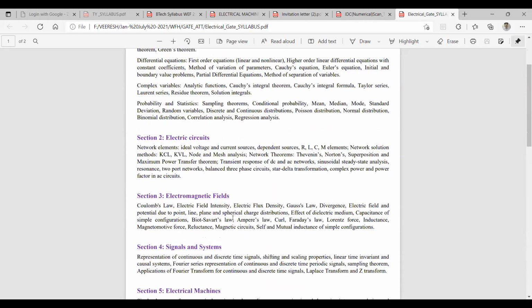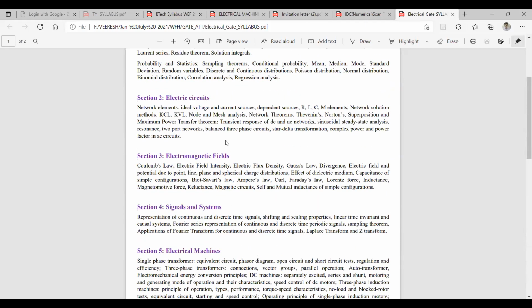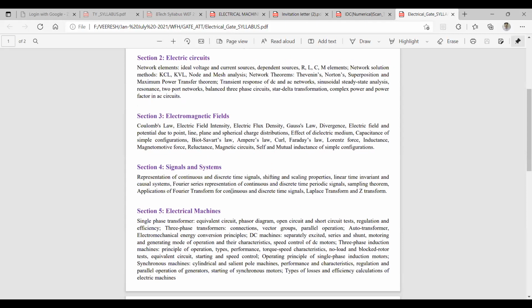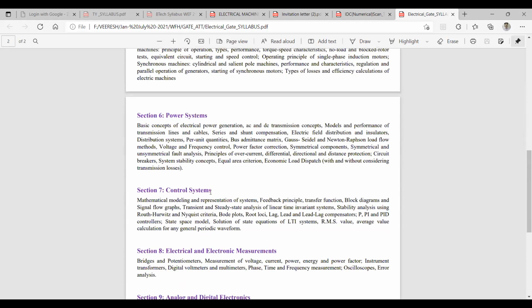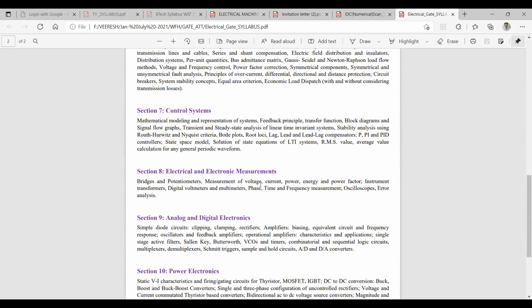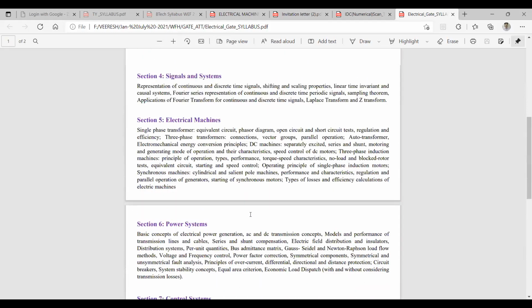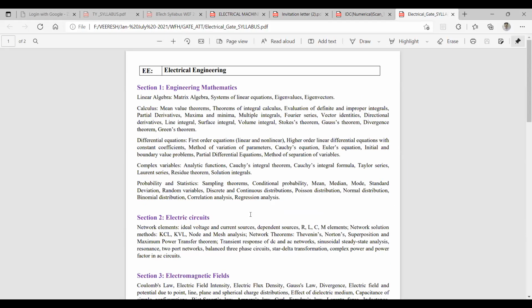One is engineering mathematics, then electrical circuits. Electrical circuits and network analysis are both the same, so don't get any confusion. Some universities run it as network analysis, some call it electrical circuits, but the subject is the same. Network analysis, network theory, or electrical circuits are the same. Next, EMF, electromagnetic engineering, signals and systems, electrical machines, power systems, control systems, measurements and instrumentation, analog and digital electronics, and power electronics. These are the subjects for the GATE examination.